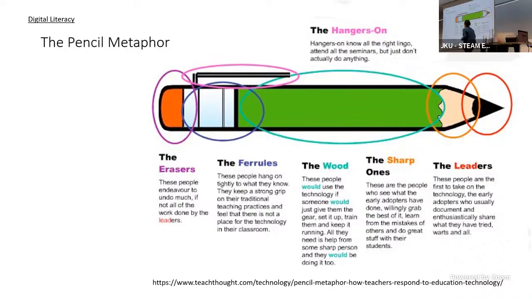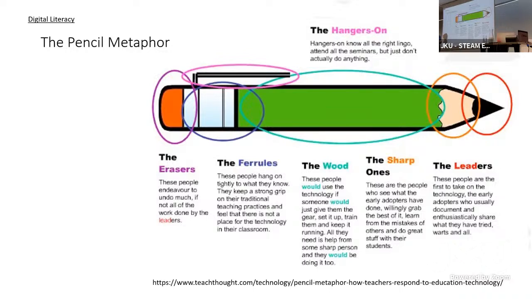And at the other end, we have the erasers. Maybe you have some colleagues at school or at university. The erasers are people who endeavor to undo much, if not all, of the work done by the leaders. It's okay if we know we have an eraser among our colleagues. It's okay to handle it.